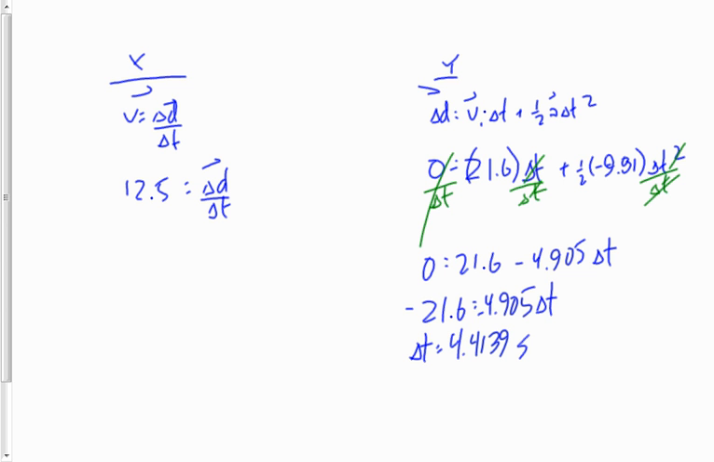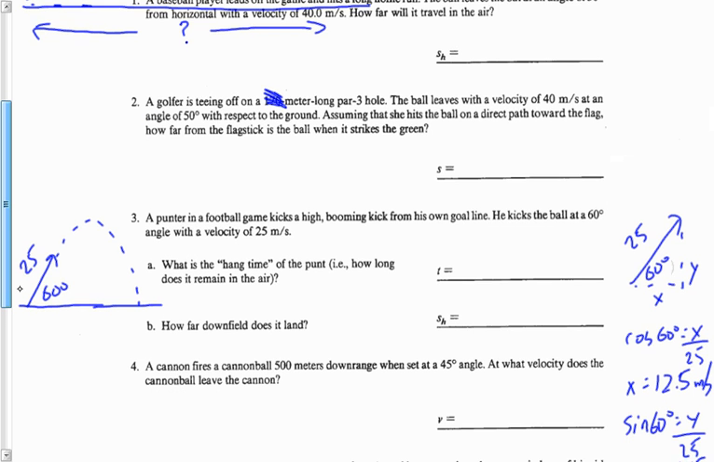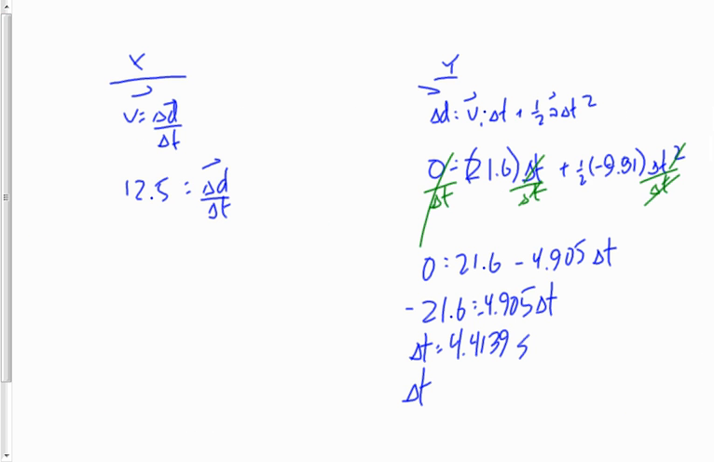Oh, we were looking for the time, right? So we can round that actually to, how many digits should it be? Should be 2 digits for the hang time, 4.4 seconds. But if we want to find out how far downfield it ends up, we use the unrounded number, plug it into there for time, and solve for the displacement.